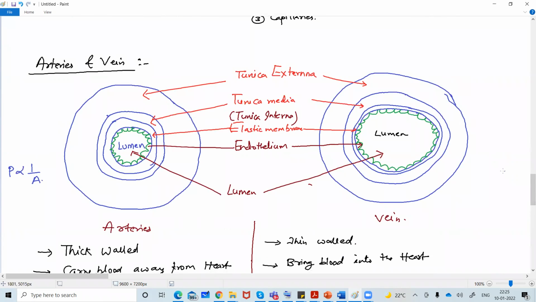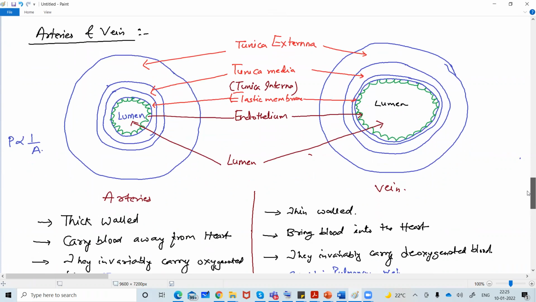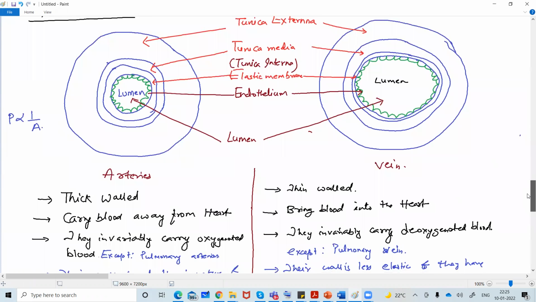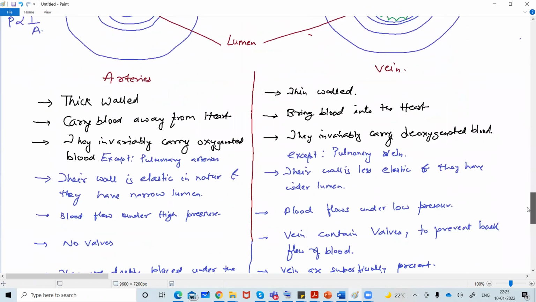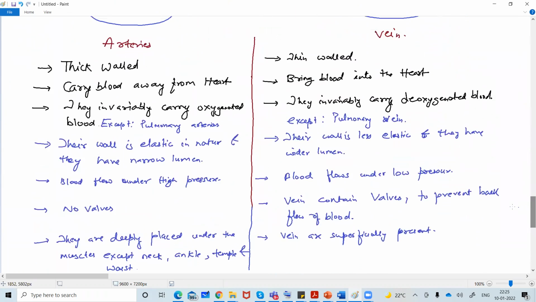Let's try to understand the structure once again. If you compare the tunica externa, the tunica externa is a thicker part in the arteries, sorry, in the vein and then arteries. So this is how the structure is maintained and the blood flow is regulated between arteries and the vein. So that's it.